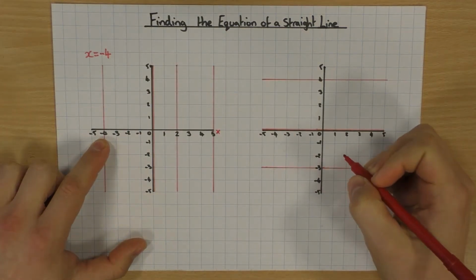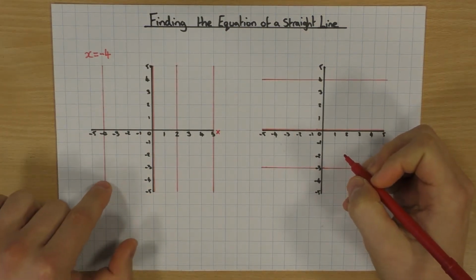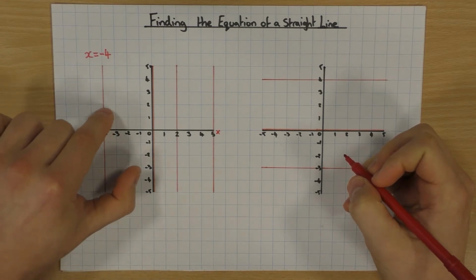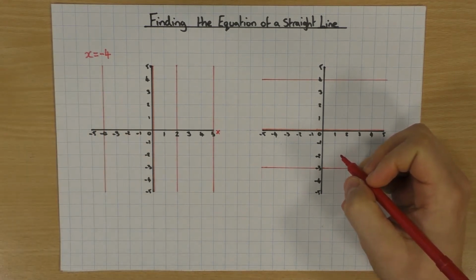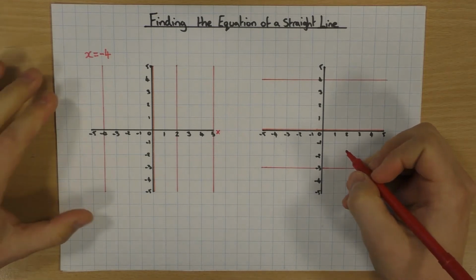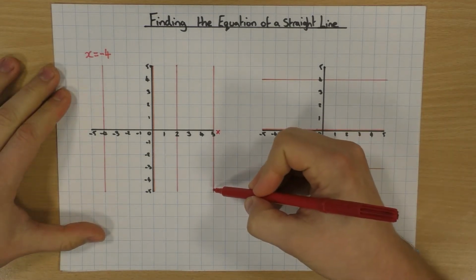It's as simple as that. And if you think about it, if you were to pick any coordinate on that line, what is the x-coordinate going to be? It's going to be -4. So again, it kind of makes sense. Let's go for this one then.